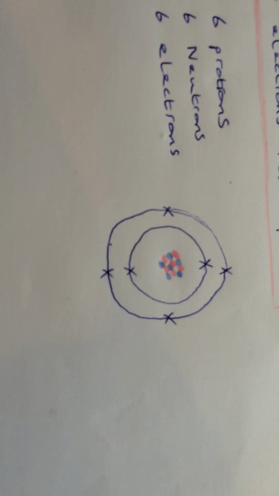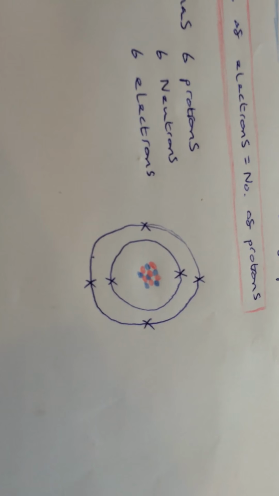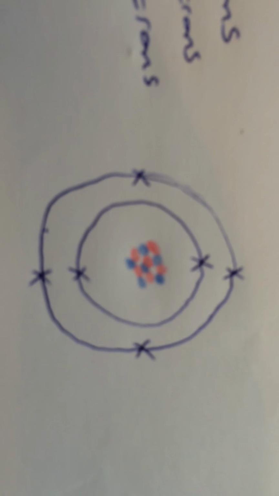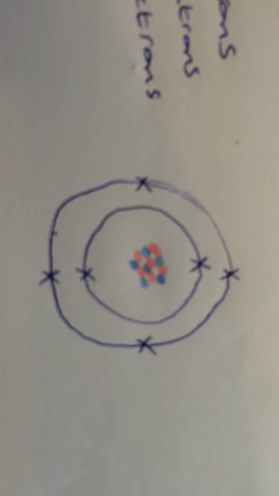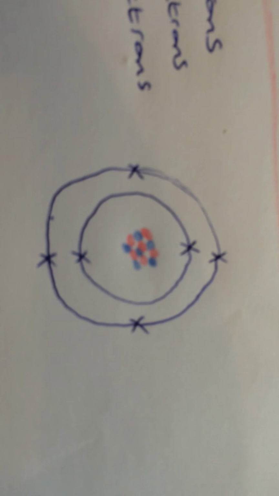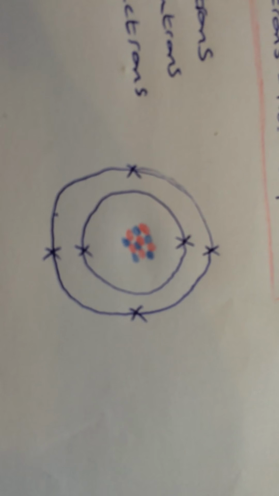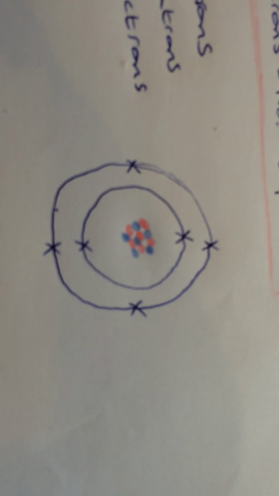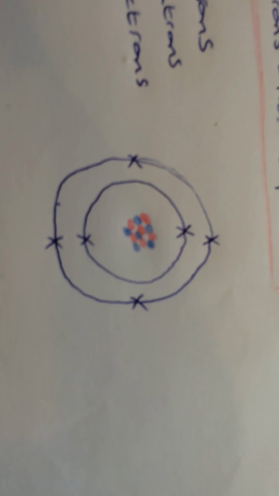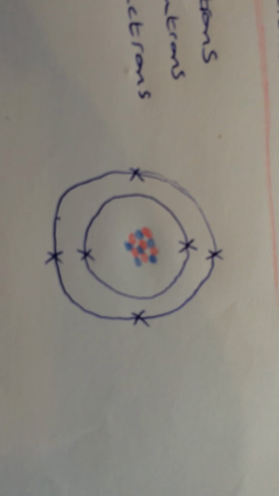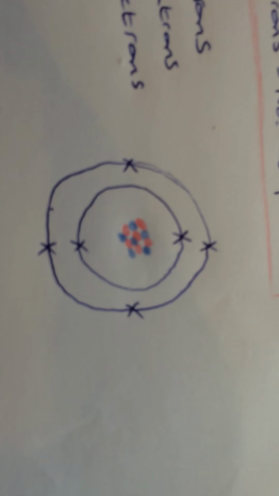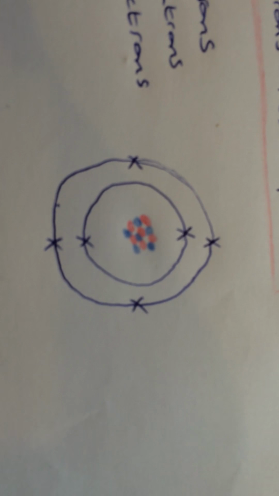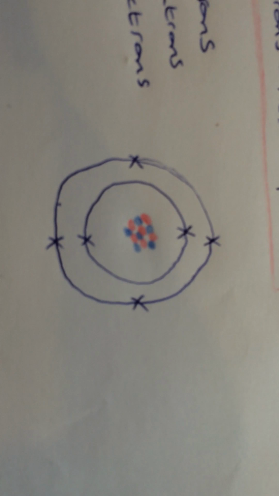So we can represent our carbon atom like this. Remember, the red is neutrons, blue is protons, and the crosses are electrons. I would like to highlight here the electron shells. So the first shell can only contain up to 2 electrons, and then I go on to the second one. So I've had to fit 4 electrons in the second shell.